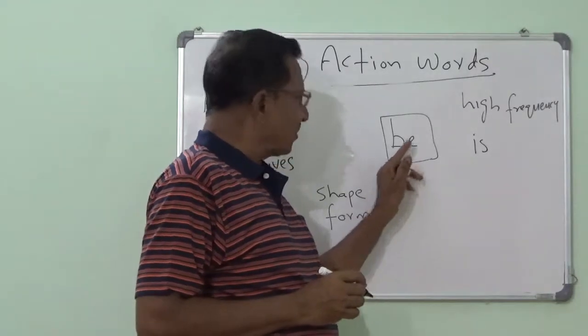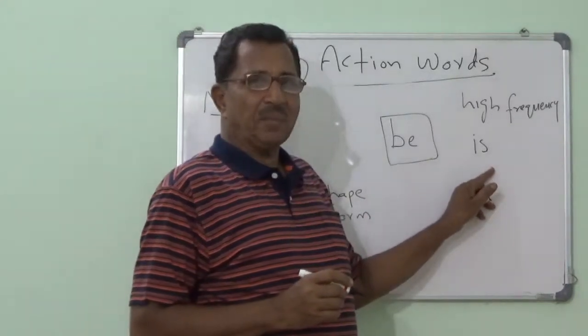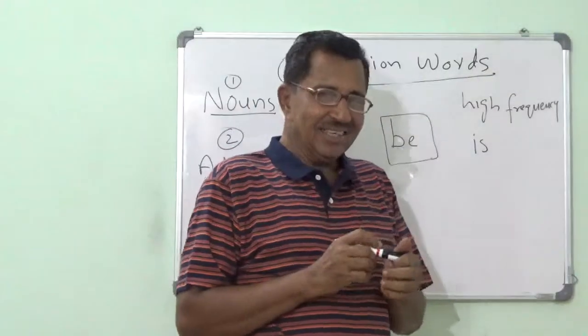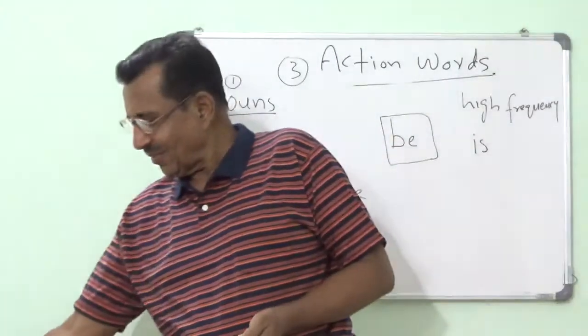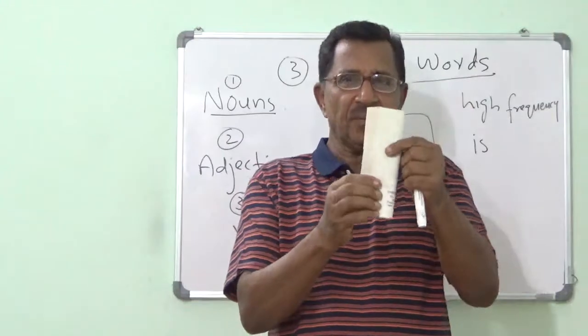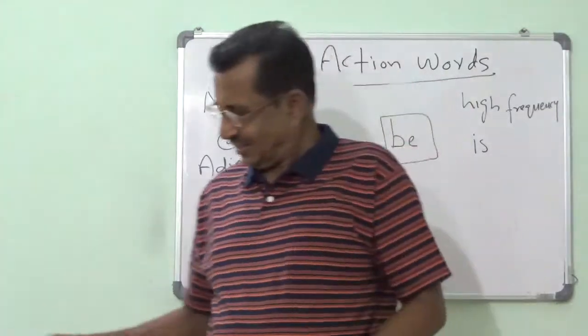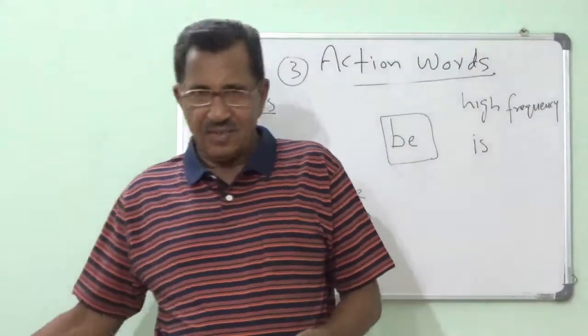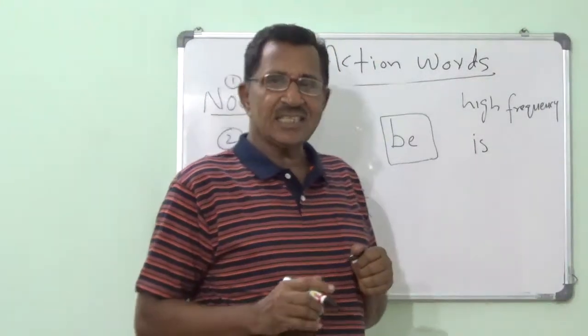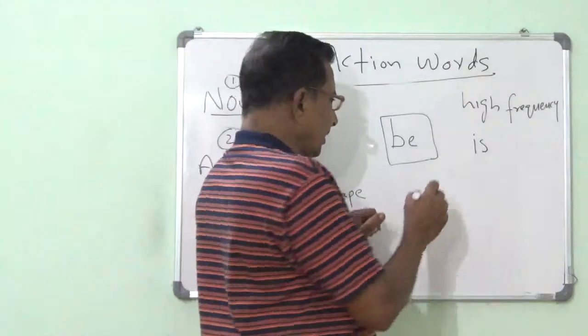This is the same thing but takes a different shape. You don't believe me? See, look at this, I told you, no? Look at this. Now this is the same book but in a different form. Like that. Or different shape. Like that. This is B, but it takes the form of is. Is.